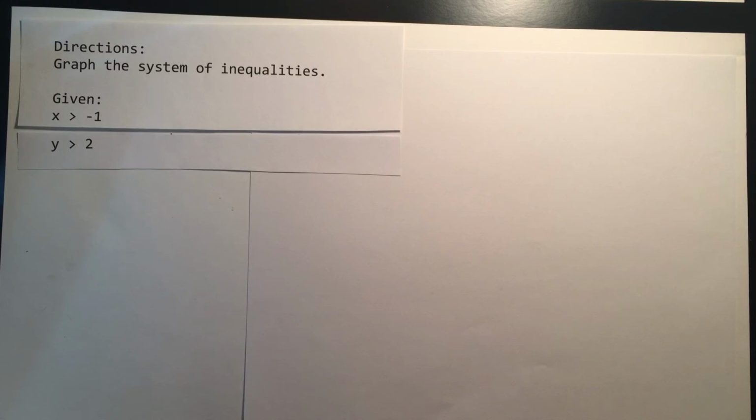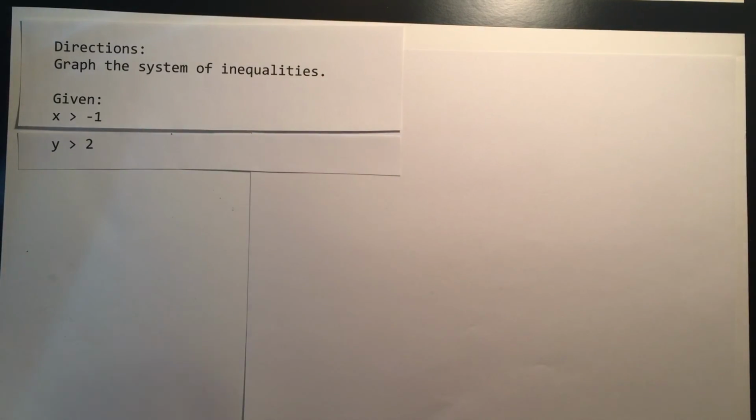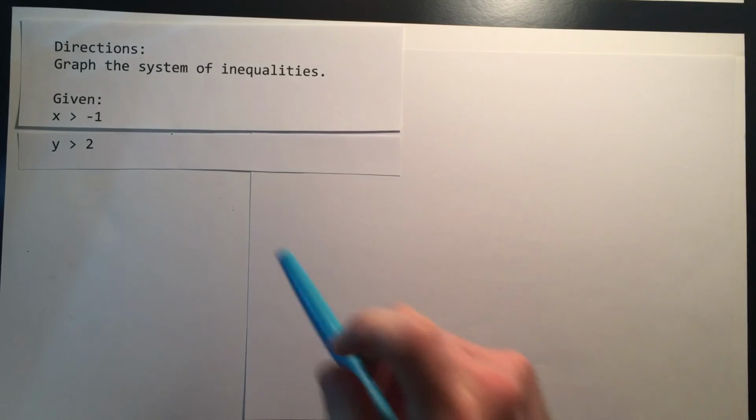Let's read the directions to this problem. Graph the system of inequalities. Given x is greater than -1 and y is greater than 2. Now let's remember what a system of inequalities is.